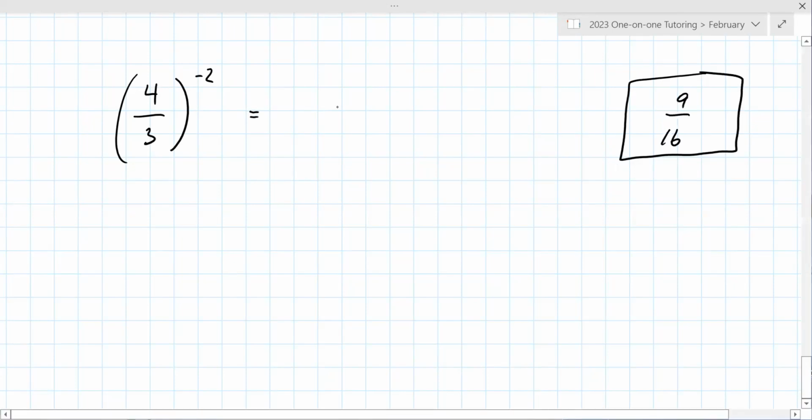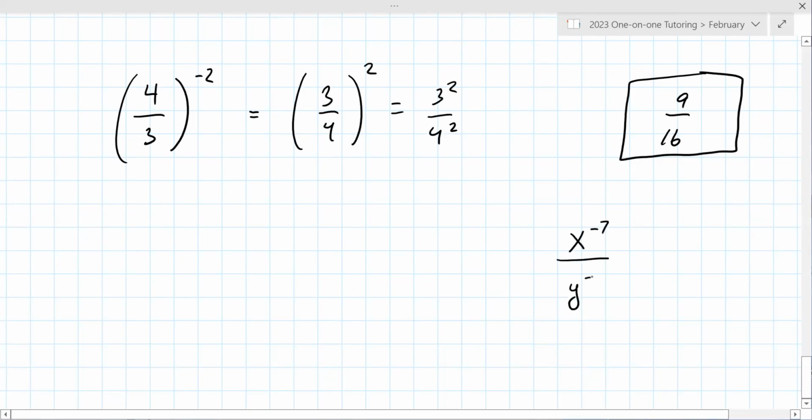Now I heard something I didn't quite like, but then I heard this: I just flipped it over, then 3 squared over 4 squared. Last time we also had this discussion: if you have x to the -7 over y to the -3, you move the positions of them so it became y cubed over x to the 7th. Does that look familiar to you? Yes. That's kind of related.